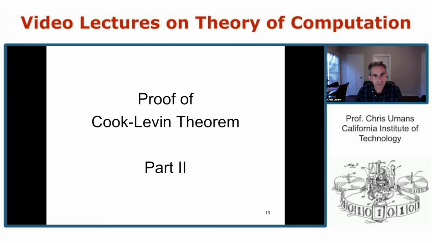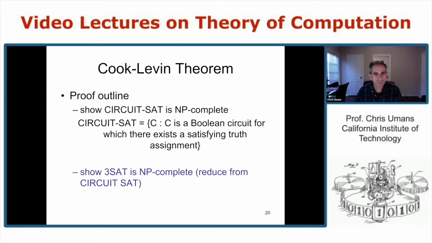Now for the second part, we're going to proceed to show that 3-SAT is NP-complete, and we'll do it by reducing from circuit SAT. This was the two-part proof outline that I mentioned before. We finished showing that circuit SAT is NP-complete. We're now trying to show that 3-SAT is NP-complete, and we'll reduce from circuit SAT.